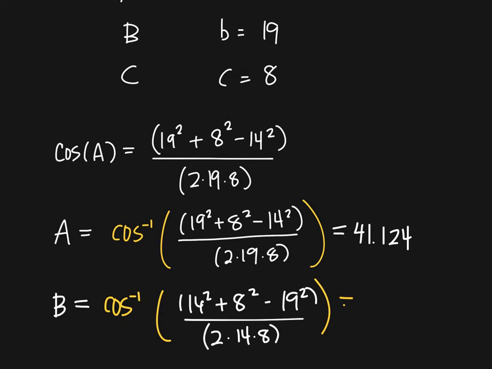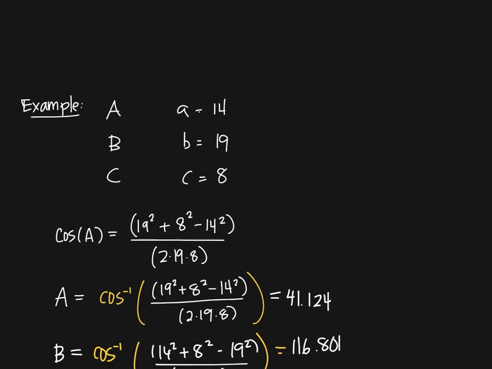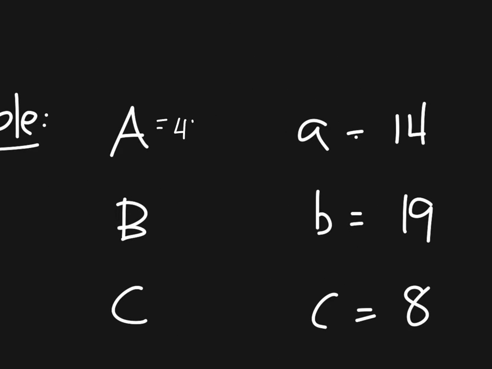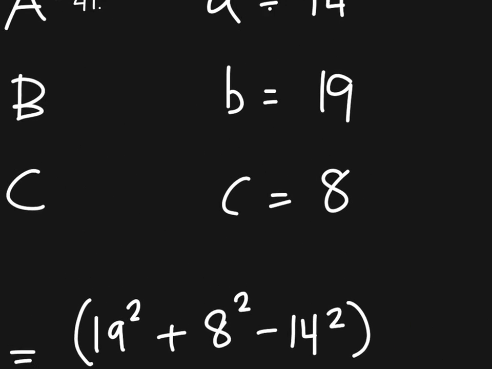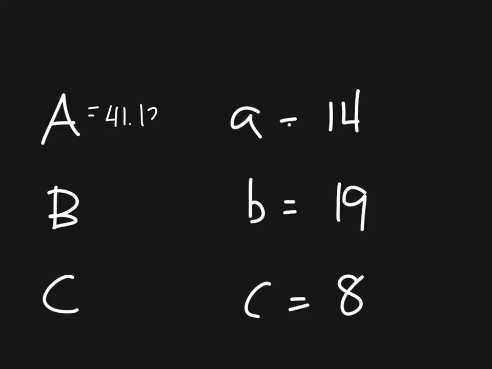All right, did anybody get that one? 116 point? Okay. Now some of you I saw moved on and you did the same thing with C, which is fine. But you don't have to, because once you have 41.124 and 116 point, you don't need to do that whole process again for C. You can just use 180 degrees and subtract, and you get 22.075. And these are all degrees.